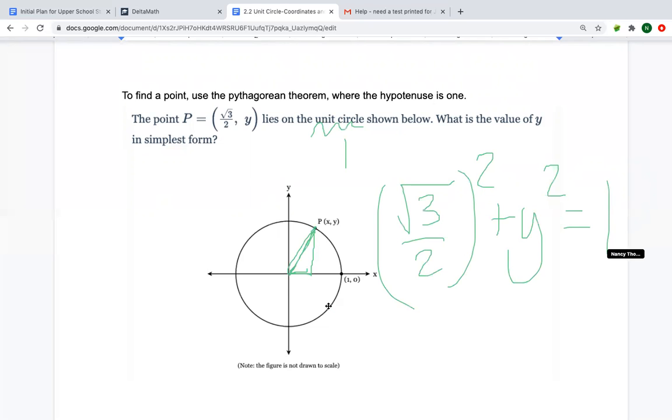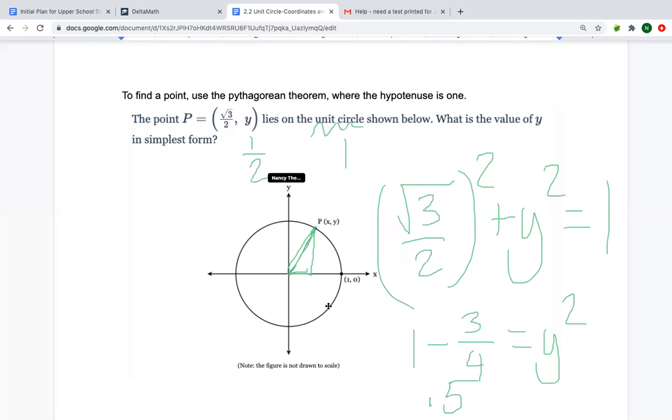And then we solve. So we have 1 minus 3/4 is equal to y squared. And then the square root of 0.25 is 0.5, so we would have 1/2.